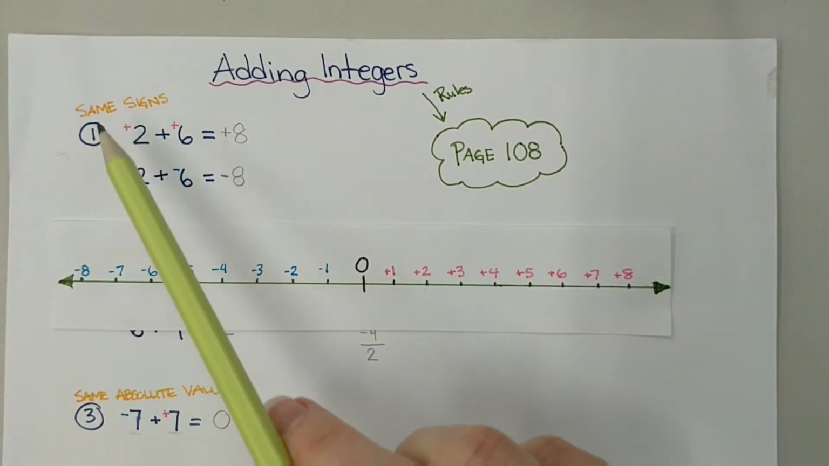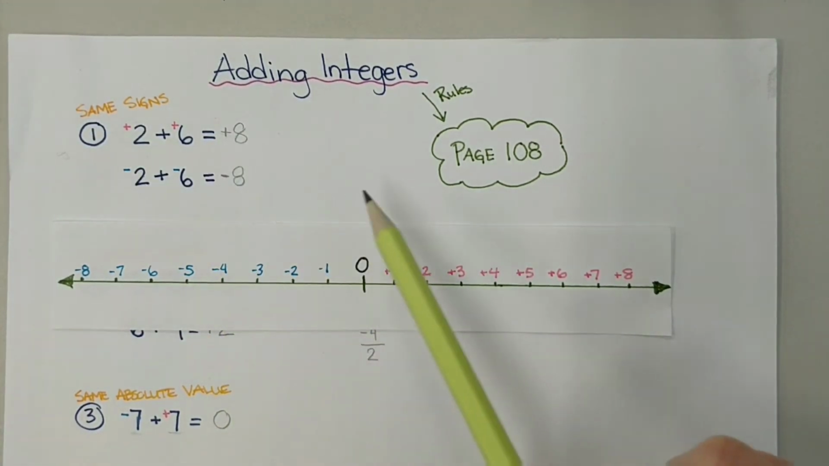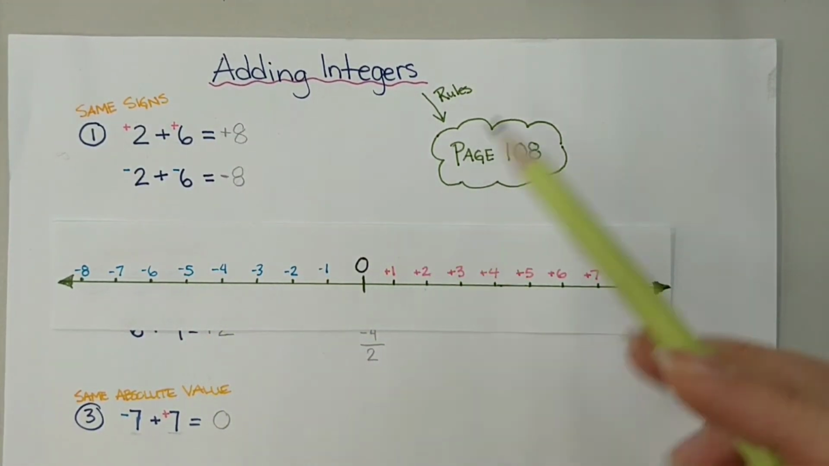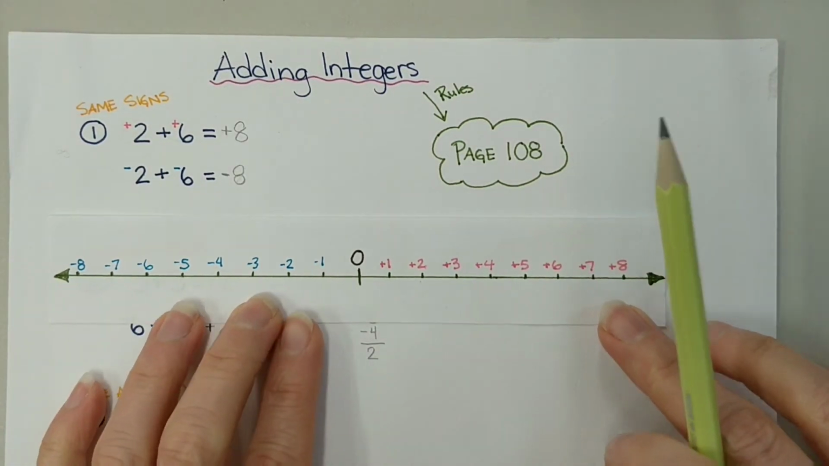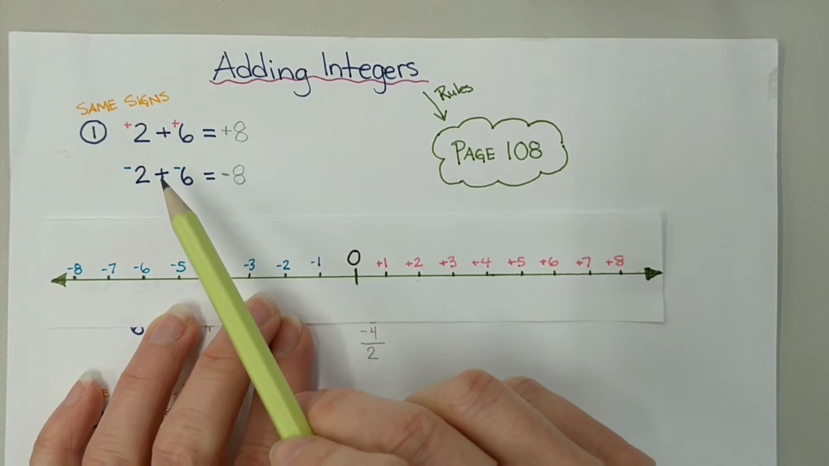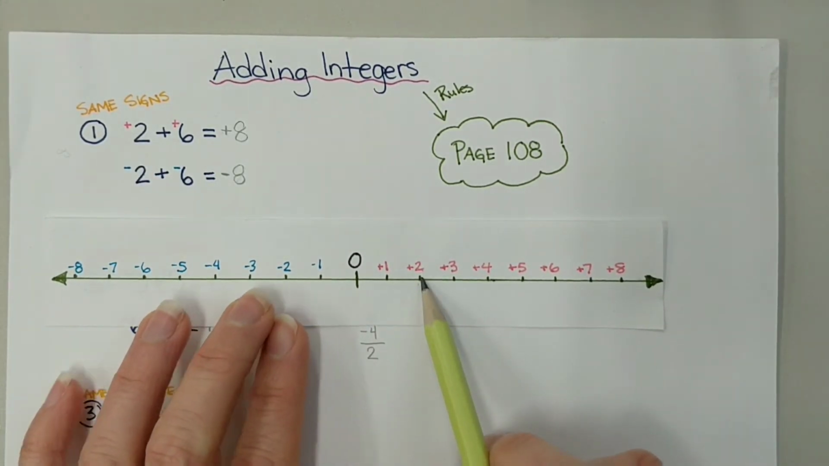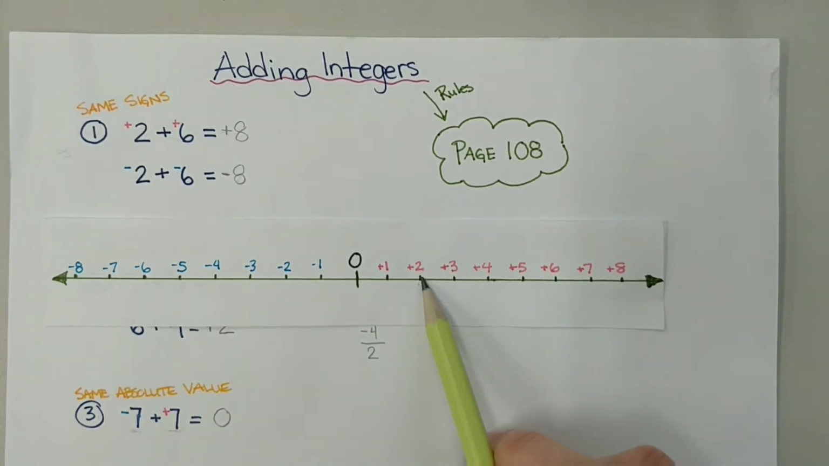So when we're adding integers with the same signs, we already looked at how to do it with the rules on page 108, but this is how you're going to do it with a number line. So for the first example, it's positive 2 plus positive 6. The way I start is I find positive 2 on my number line. So that's my starting point. I'm going to start at positive 2.